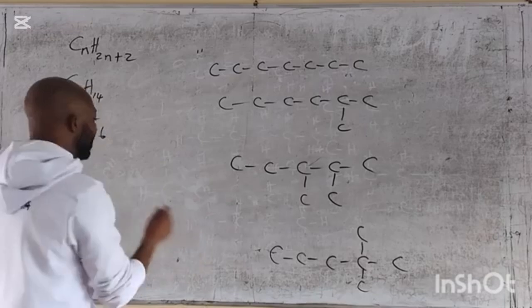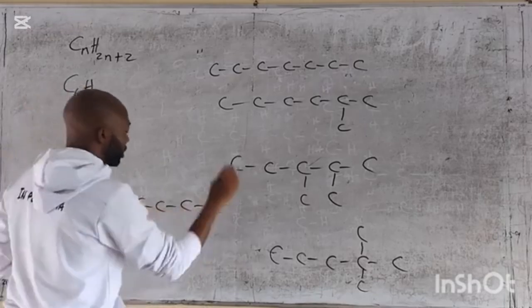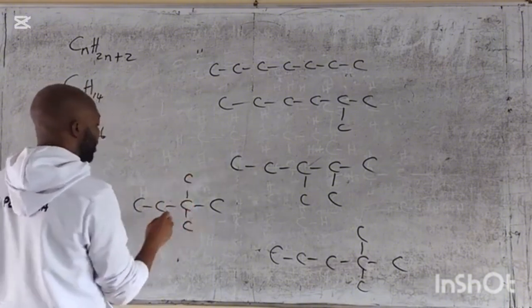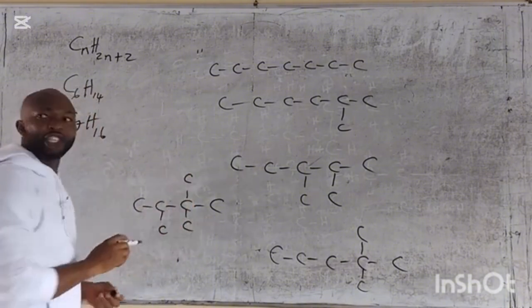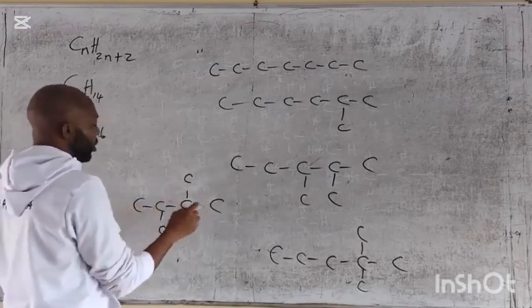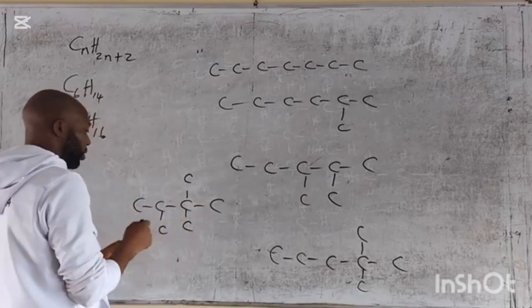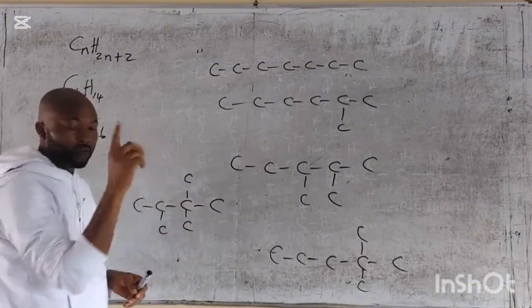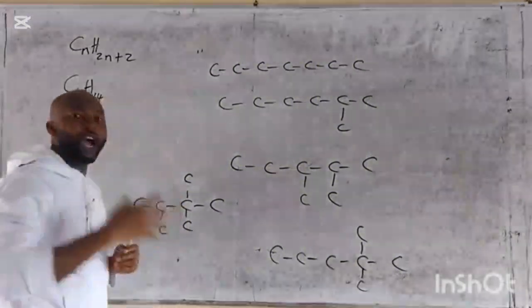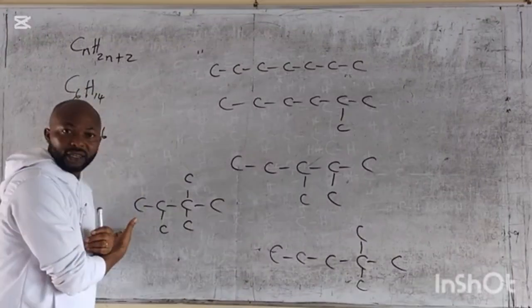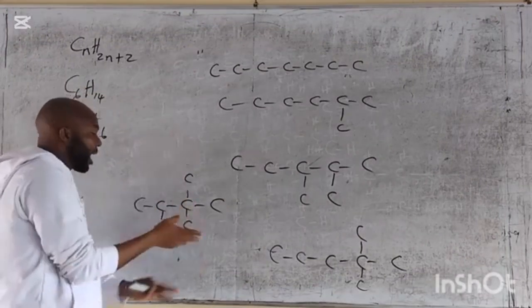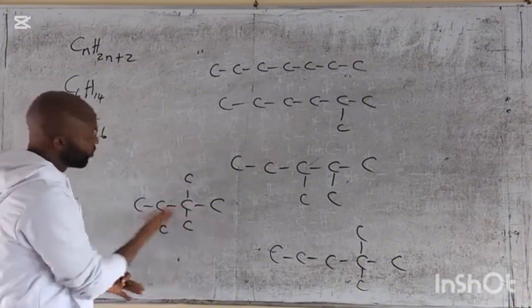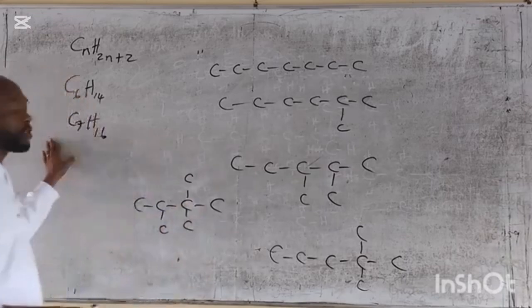I can take out 3. If I take it, I'll be left with 4. This is 4, and I have 1 here, 1 here, and 1 here. My parent chain is 1, 2, 3, 4. So I can name this as 2,2,3-trimethylbutane, because in carbon 2 I have 2, and in carbon 3 I have 1. So this becomes 2,2,3-trimethylbutane. All of these are isomers of what?